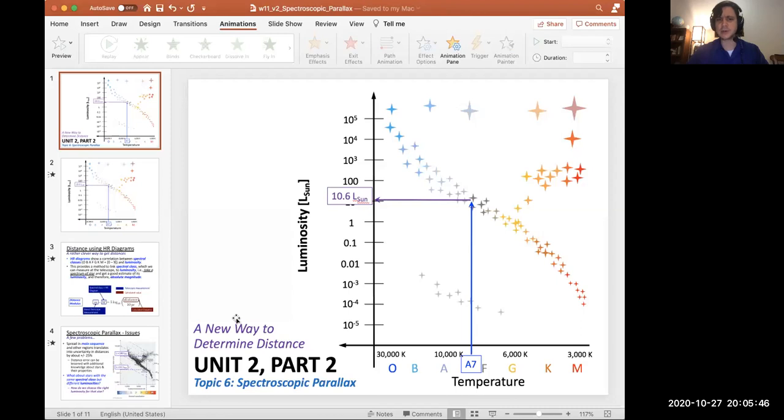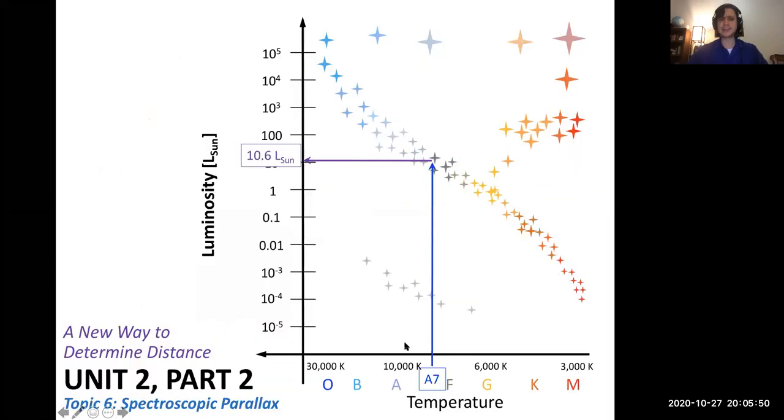So the name of this ends up being one of the worst misnomers in all of astronomy. The method that we're about to talk about is called spectroscopic parallax. I really don't like this name. I think it should be called spectroscopic distance or the spectroscopic distance method, but I don't know who came up with this. They came up with an awful name and it stuck. So now we're stuck with this misnomer.